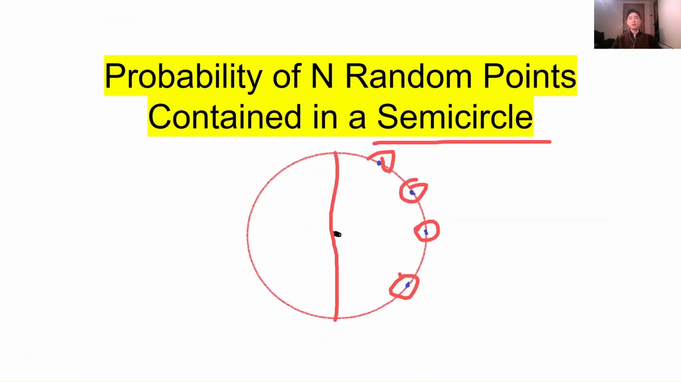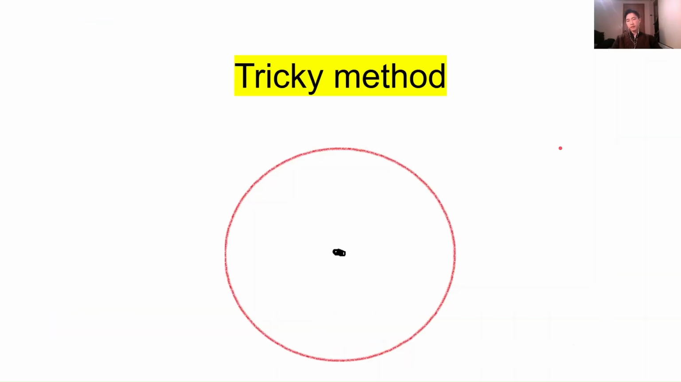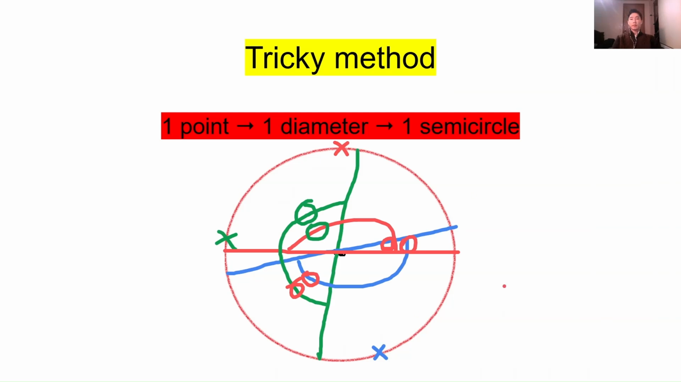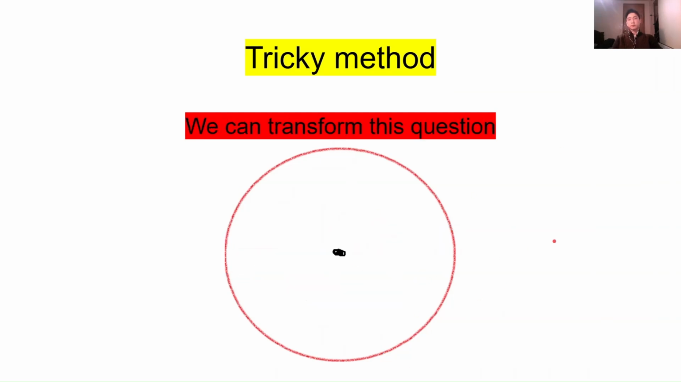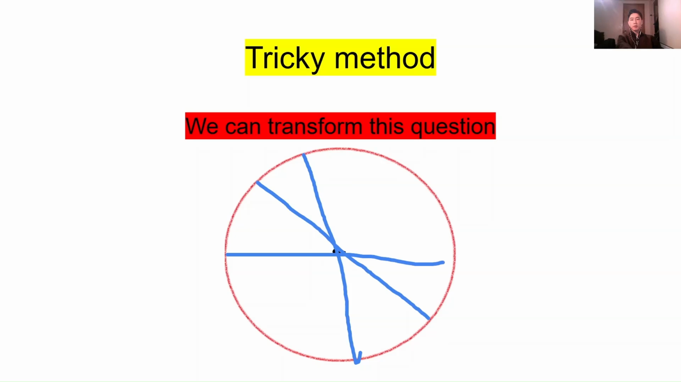Because the question is of n random points. So what we want is semicircles that contain all of the points, not some of them. So in this case, this is not the outcome that we want. So now we transform the original question into this new one. If we have n random points, then we have n random diameters, right? So we draw a random diameter.